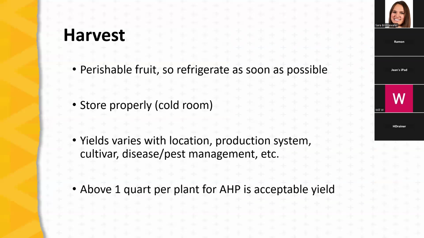Yield varies with location, production system, and cultivar. I already mentioned the two systems. It's going to give you different quality of fruit as well as yield. And it depends on how well you manage the pests and diseases. But about one quart per plant in annual production is an acceptable yield. If you grow in a pot, likely you might have that amount. Some people could have more than that.